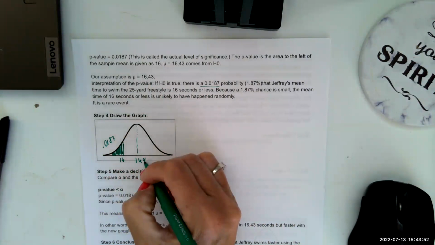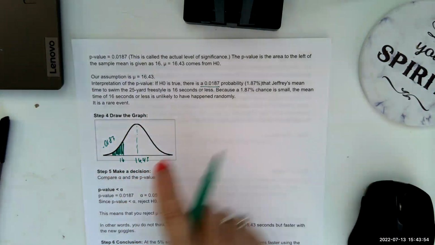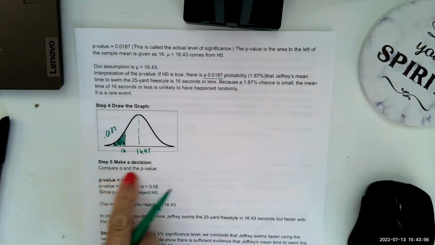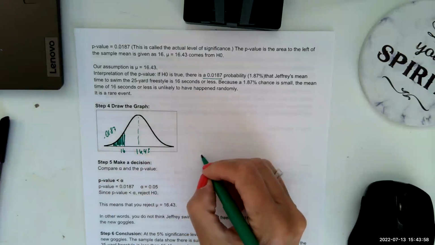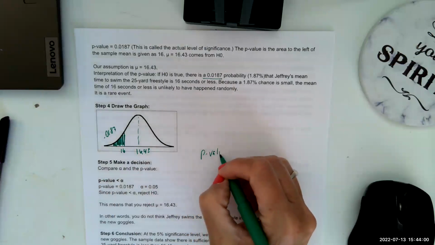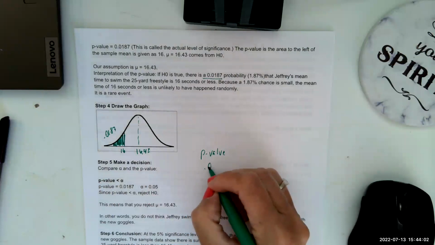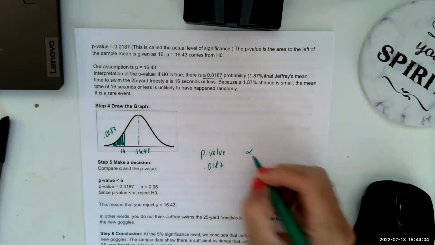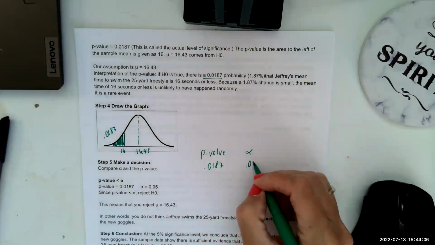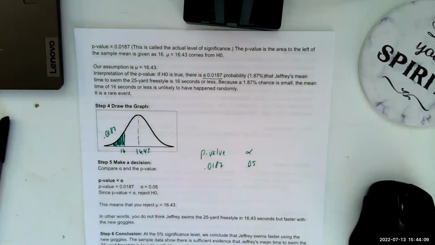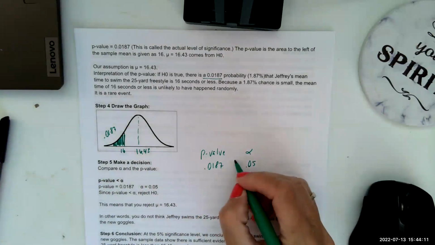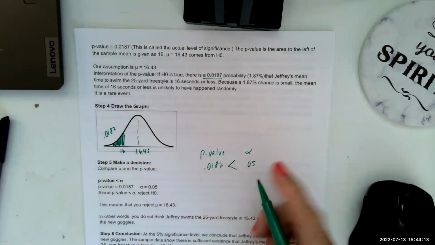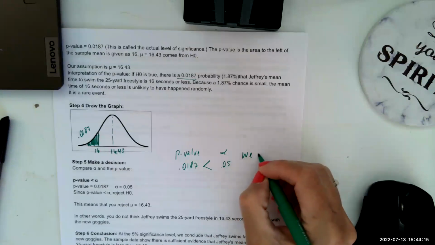And there's the established mean. Okay, and then we're going to make a decision. So we're going to compare alpha and the p-value. I always choose to put my p-value on the left, which is 0.0187, and my alpha on the right, because if my p-value is less than alpha, which it is, then we do reject H0.